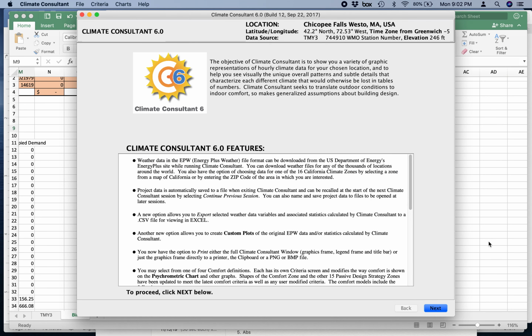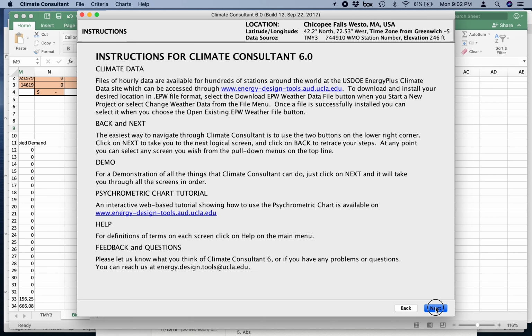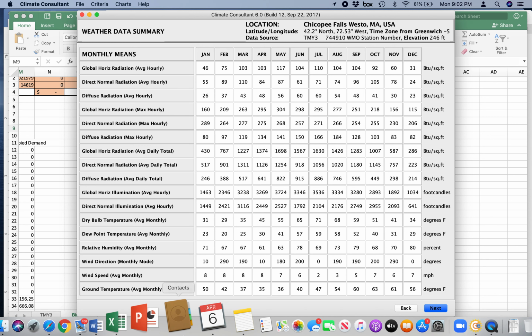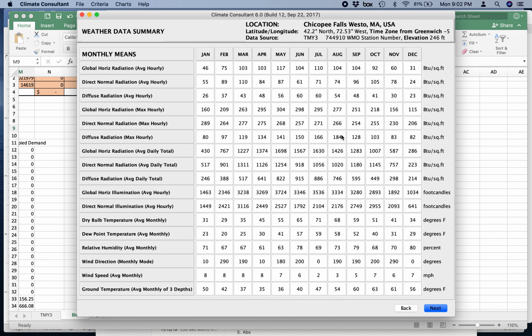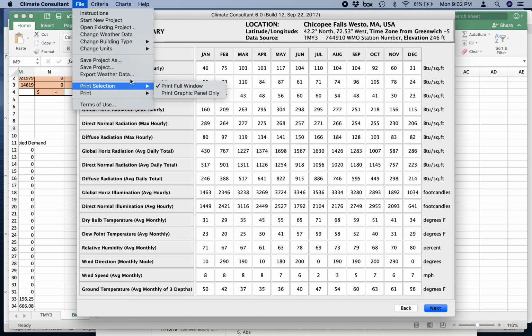And I find a really easy way to get it is actually to use Climate Consultant to download the Energy Plus weather files. And so you can see here, I've already downloaded the weather file for Chicopee Falls and Westover, which happens to be the appropriate TMY3 weather file for the region we're working in mostly. And I've shown you Climate Consultant a little bit, so you can see it's got a bunch of good information about the data. But what we really want to do is simply export the weather data.